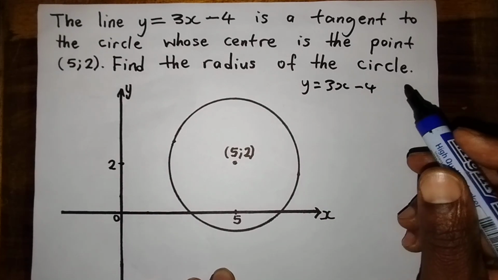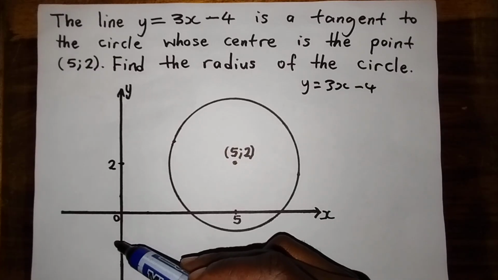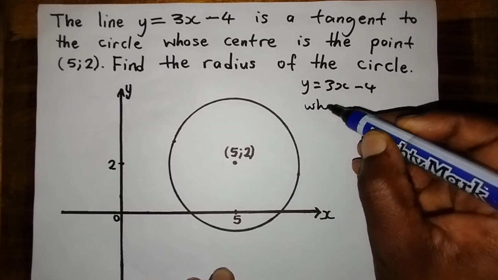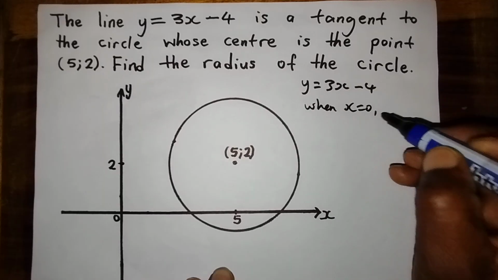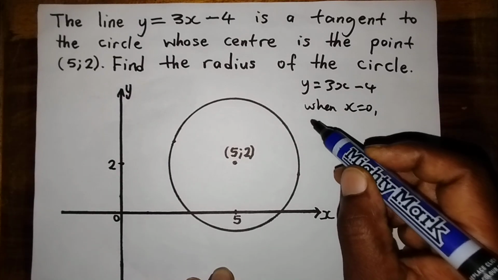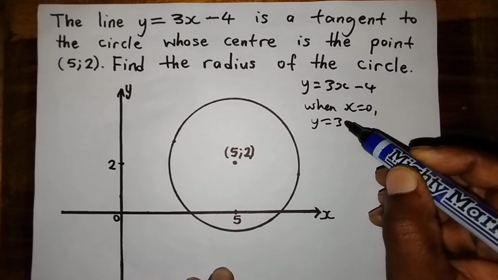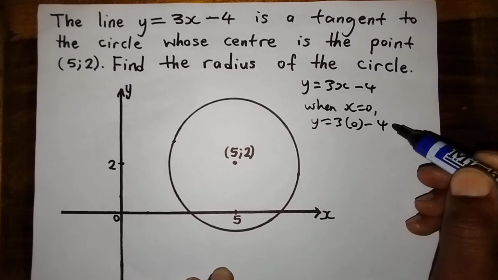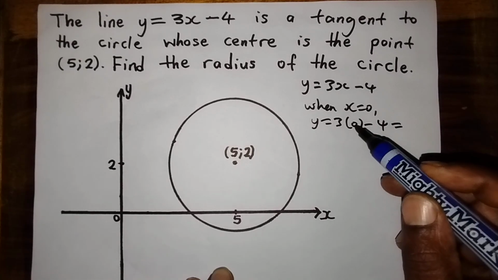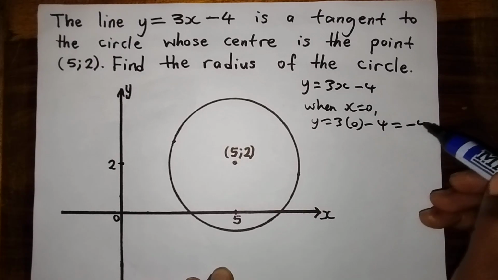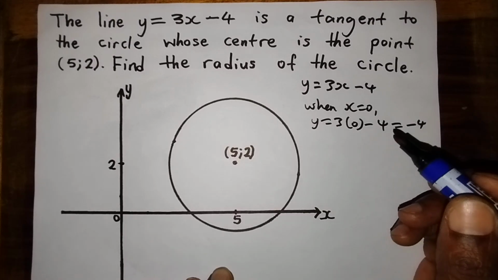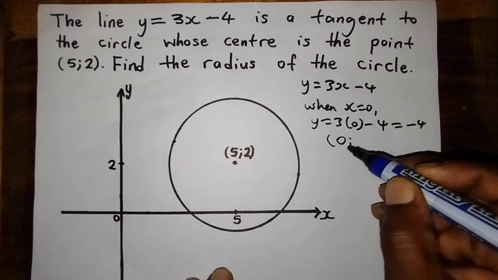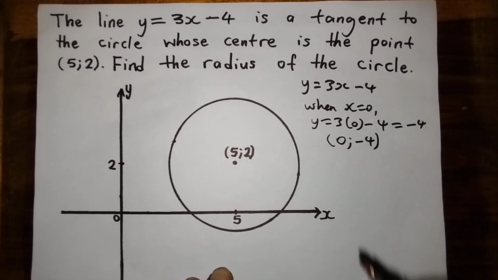So when this line crosses the y-axis here, the value of x will be 0. So when x equals 0, I'm going to substitute 0 for x here. So y equals 3 multiplied by 0 minus 4, which is 0 minus 4. So our y will be minus 4. So our line cuts the y-axis at the point (0; -4).